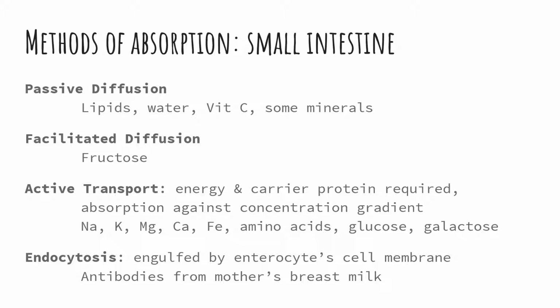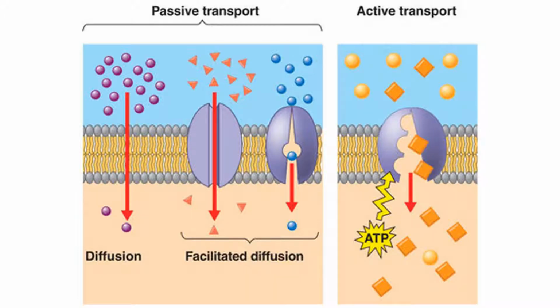And we see endocytosis particularly in infants drinking mother's breast milk with antibodies. Those antibodies actually would just be engulfed and then absorbed into the enterocyte. So here's the schematic of passive transport, facilitated diffusion, and active transport. You'll see diffusion and facilitated diffusion, like I said, are down the concentration gradient.